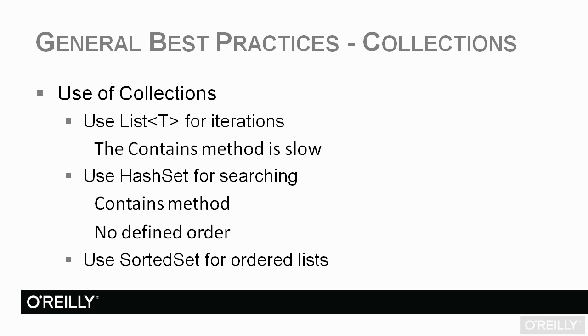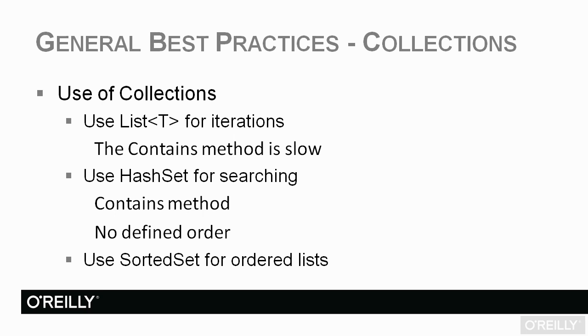The Contains method in List is really slow. So if you're doing a random access or a search, then a List is really slow, and you don't want to use that kind of collection for that type. List is really good, however, for iterations. It's much quicker than the other kinds of collections.